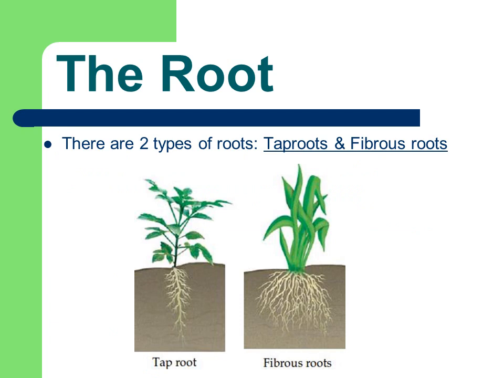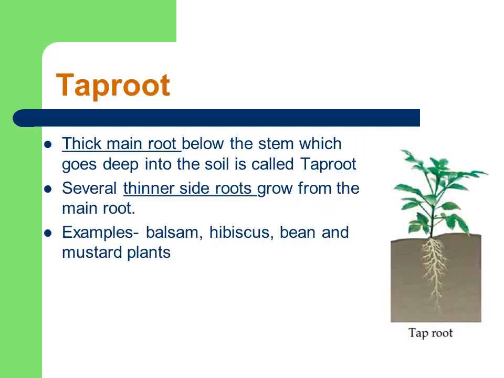Now, there are two types of roots, tap roots and fibrous roots. Let's study about them in detail. Tap root. Thick main root below the stem which goes deep into the soil is called tap root. There are several thinner side roots that grow from the main root. Examples: balsam, hibiscus, bean and mustard plants.